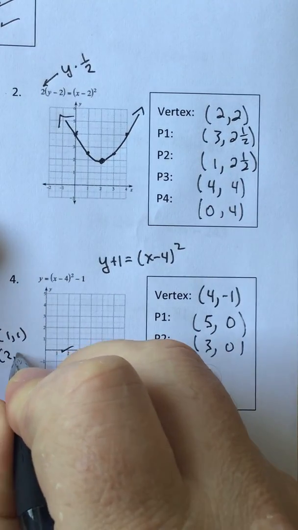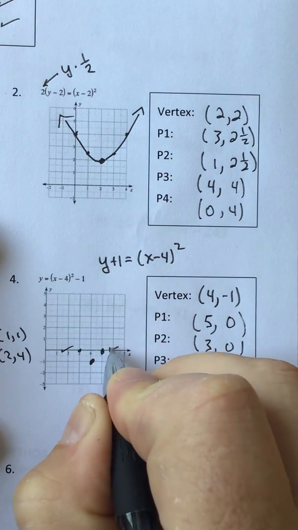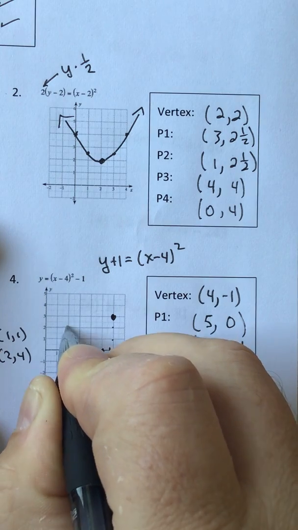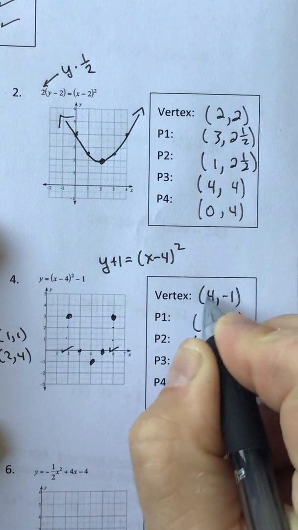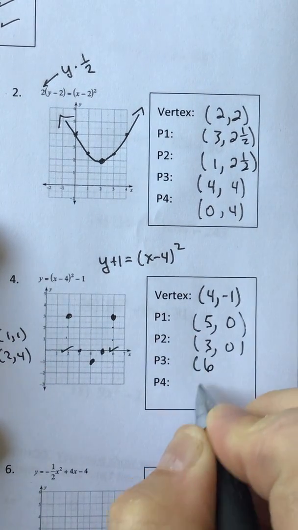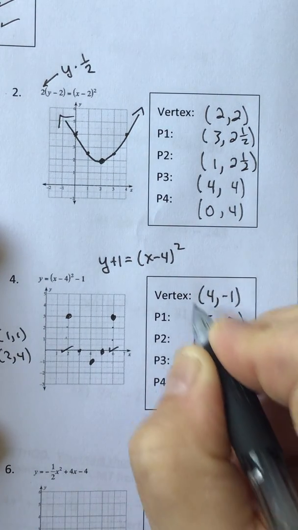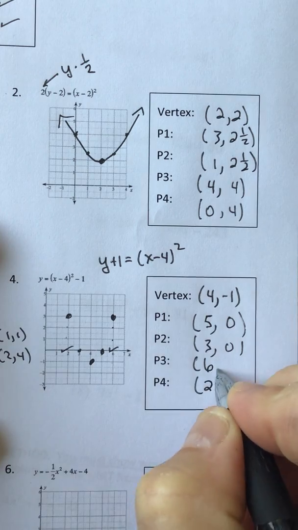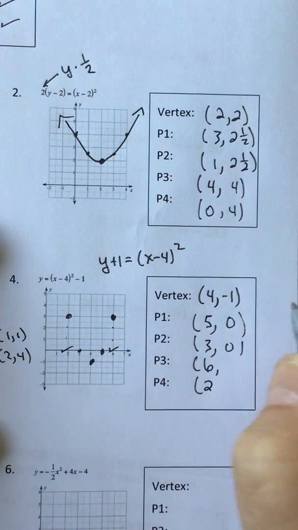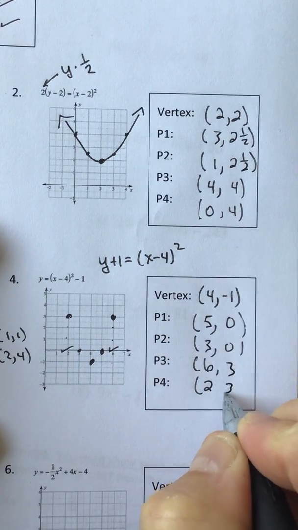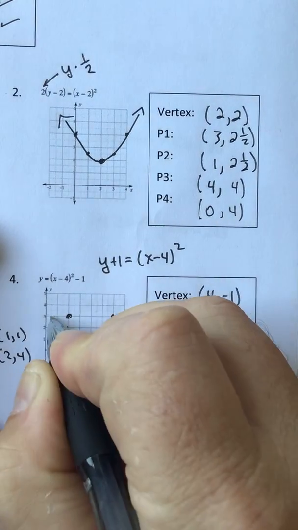Okay, then I got to go over 2, up 4. 1, 2, 1, 2, 3, 4. So from the vertex, I went over 2, making that a 6. Go over 2 the other way. 4 plus 2 is the 6. 4 minus 2 is the 2. And then for the y's, we went up 4. So for the y part, the -1 going up 4 is 3, which is that dot and that dot.